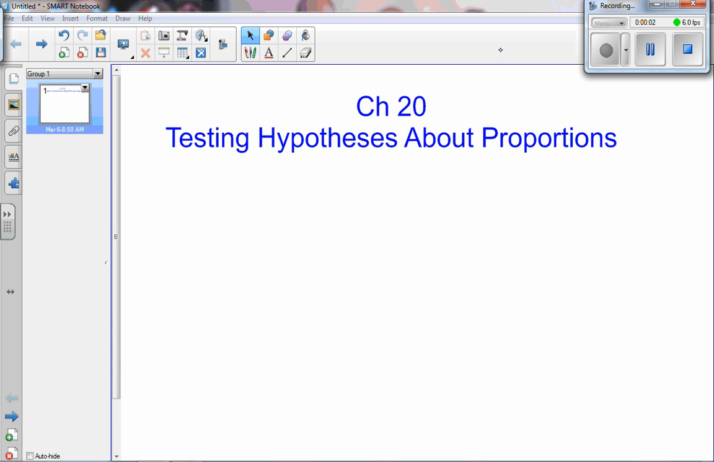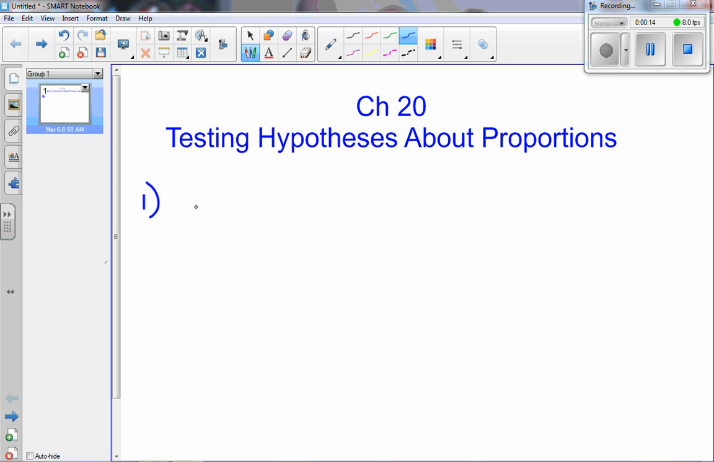Well, we talked about confidence intervals for proportions. Now we're going to talk about hypothesis tests for proportions. So when we do a hypothesis test, what we're generally starting with is some claim that we think to be true. So you always start, just like in science, with some hypothesis or claim that you believe is true.